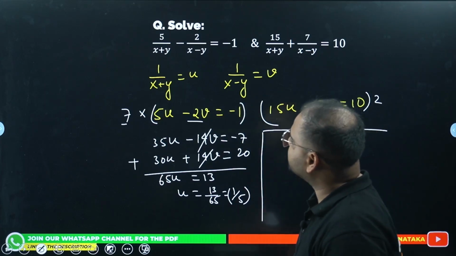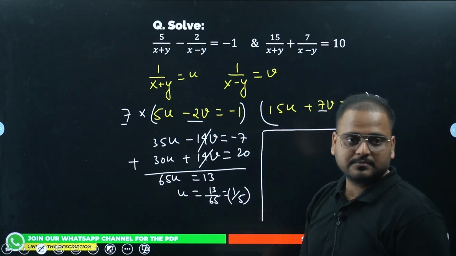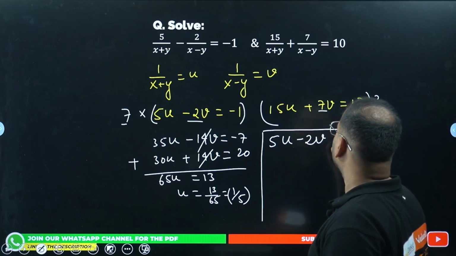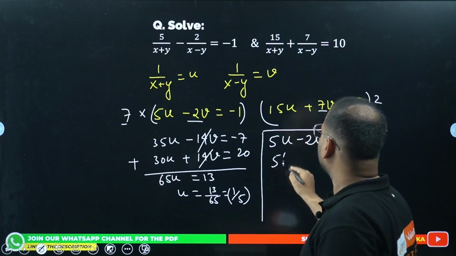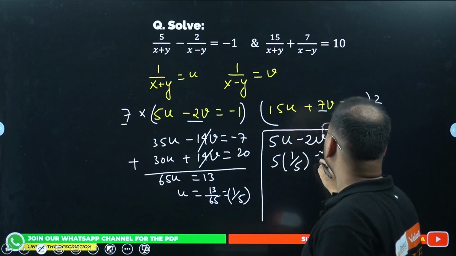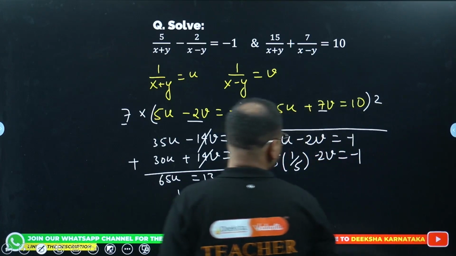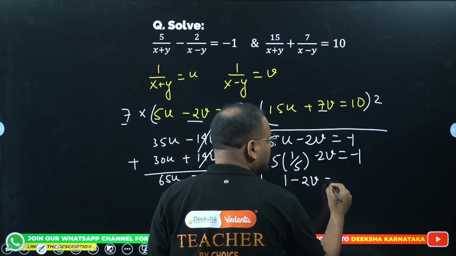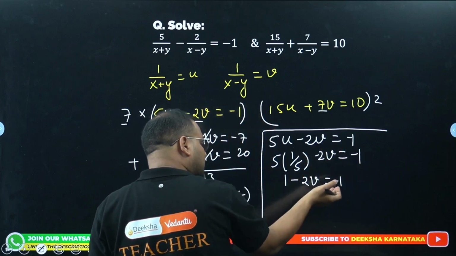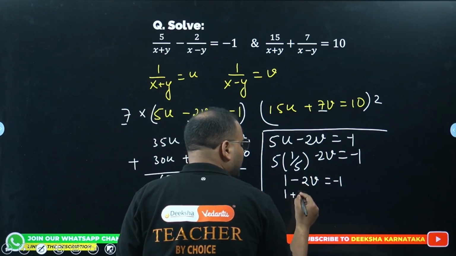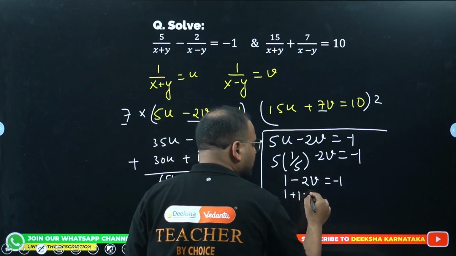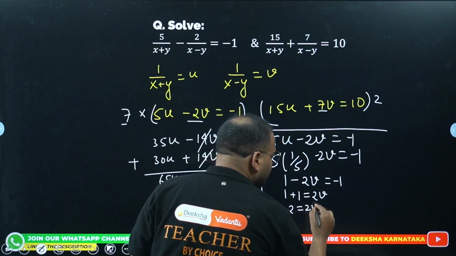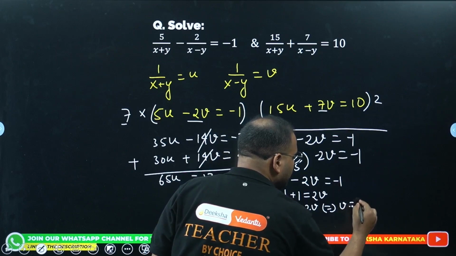first equation. What is the first equation, sir? 5u minus 2v equals minus 1. What is u? u is 1 by 5, so 5 times 1 by 5 minus 2v equals minus 1. So this becomes just 1, and this becomes minus 2v equals minus 1. Bring the v terms on that side and this on this side. This will become 1 plus 1, because negative will come here and become plus 1, and this will become 2v. What I get here is 2 equals 2v, so v equals 1.